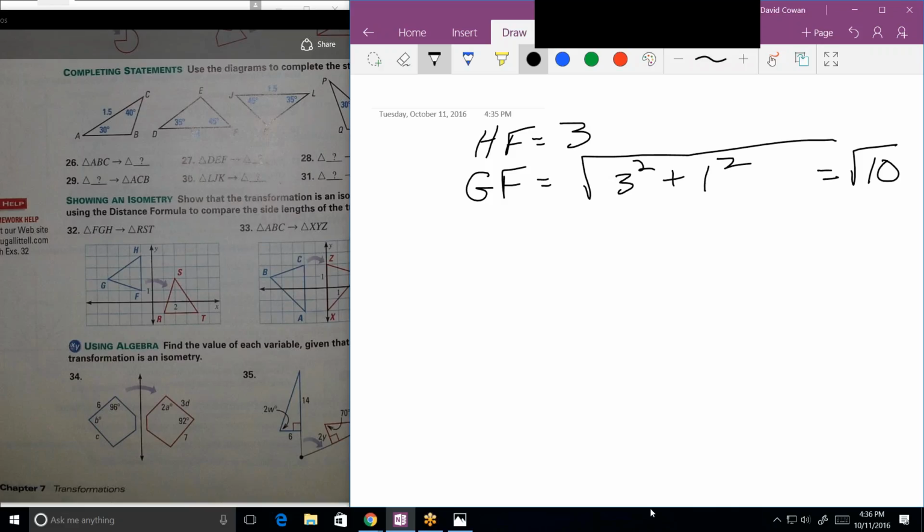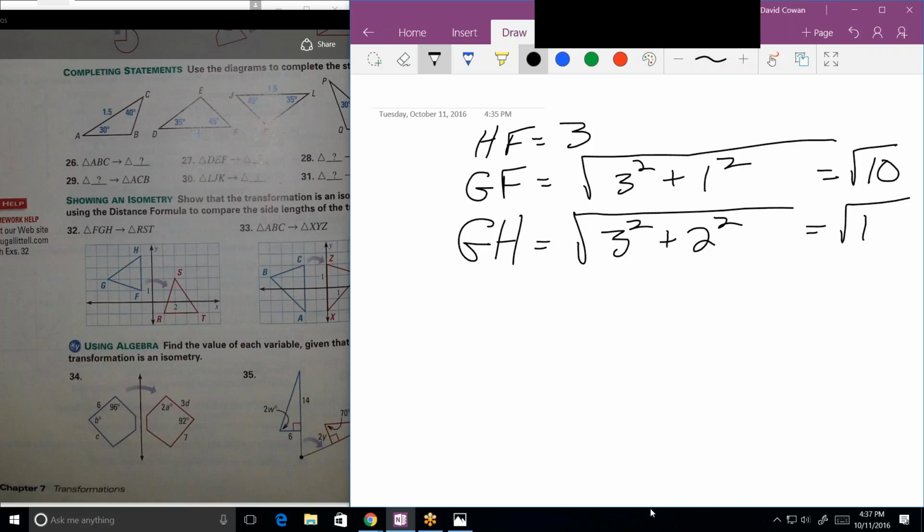Now let's figure out GH. The difference in x value is 3, and the difference in y value is 2. That's the square root of 3 squared plus 2 squared, which is the square root of 13. You get root 13, and that's the final answer.